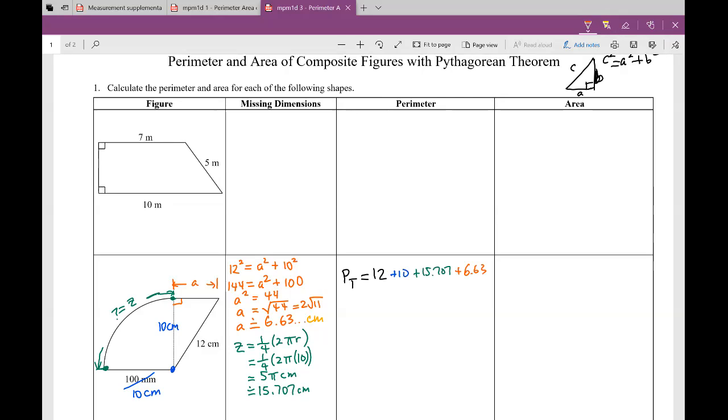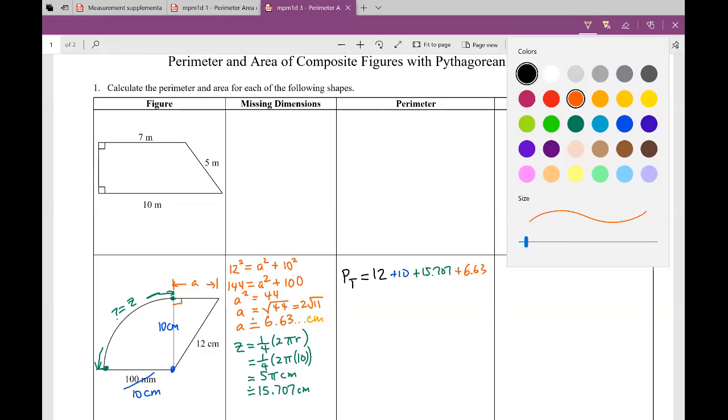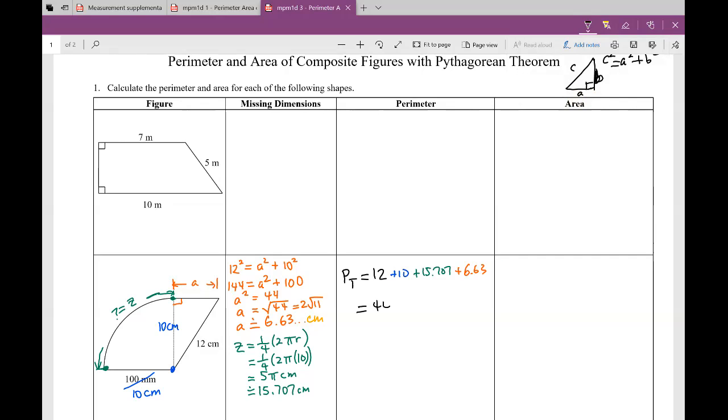So taking up our calculator, adding those all up, 12 plus 10 plus 15.707 plus 6.63, and we get a total of 44.337 centimeters, rounded to one decimal place, 44.3 centimeters.